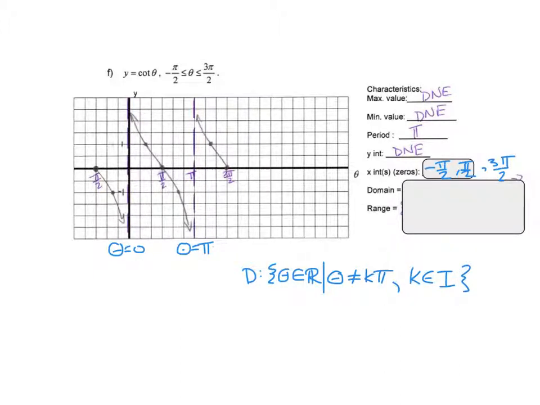Range, it goes up forever into positive infinity and down forever into negative infinity. So range y is an element of the real number system.